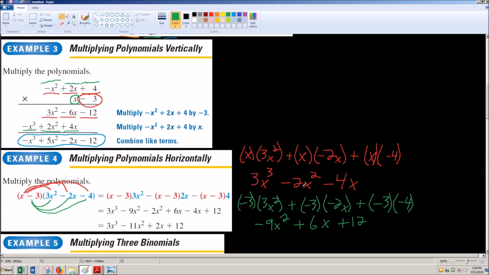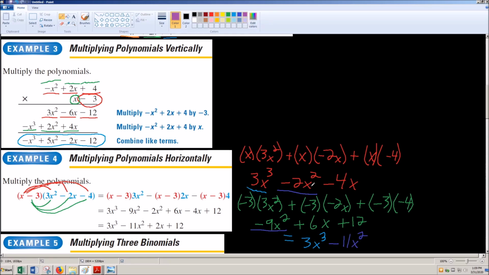So now I'm going to add these two things together for my final answer. So now I start seeing, okay, well here I have an x cubed and I have no other x cubes. So my final answer here is just going to have 3x cubed. Now my next is I'm looking for x squared. So here I have negative 2x squared and here I have negative 9x squared. So these two together, I guess I'll use another color here just to represent each one of these things. So here's my negative 2x squared, negative 9x squared, and that's going to give me negative 11x squared.